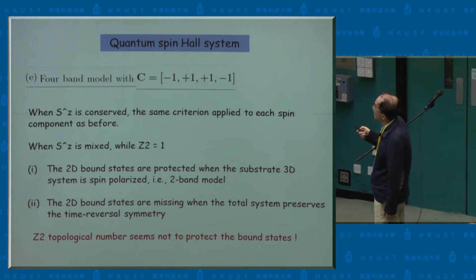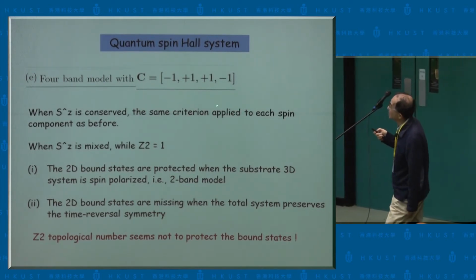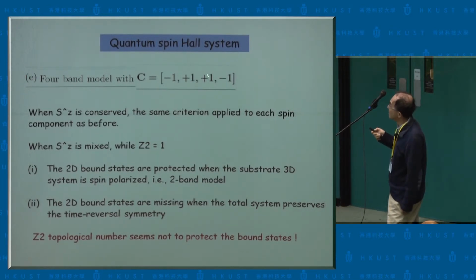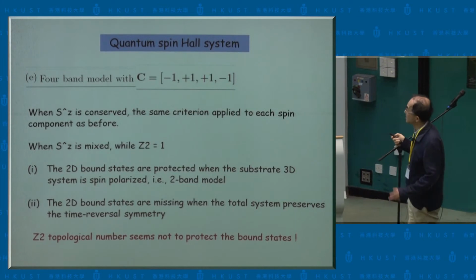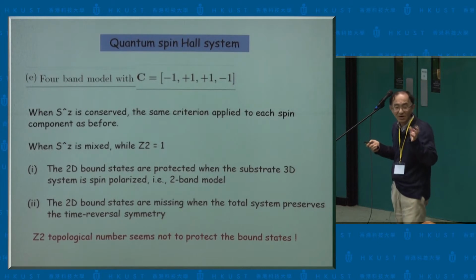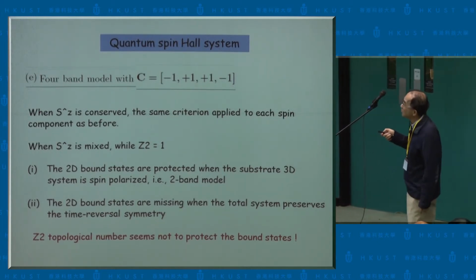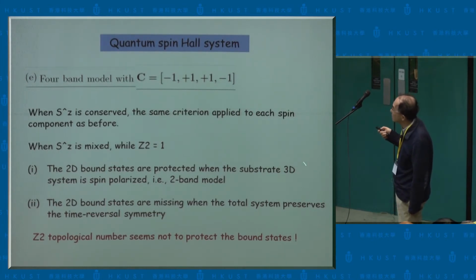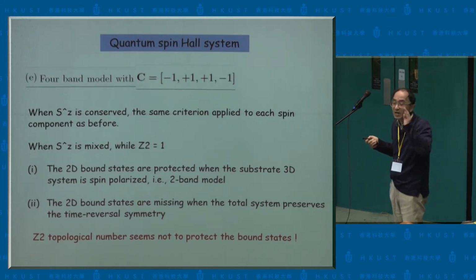But now let me go to the quantum spin Hall systems. So we first start with this combination. So this is spin up, spin down, and spin up, spin down. If you have the conservation of Sz, then this is just 2 copies of finite Chern number systems, right? So then the same criterion applies. But now I want to mix this spin up and spin down by some spin-orbit interaction. Then what happens? There are 2 cases. When the 3-dimensional substrate is spin polarized, namely the 2-band model, then even though you mix up spin up and spin down, the bound states are still protected. So your exponentially decaying state survives.